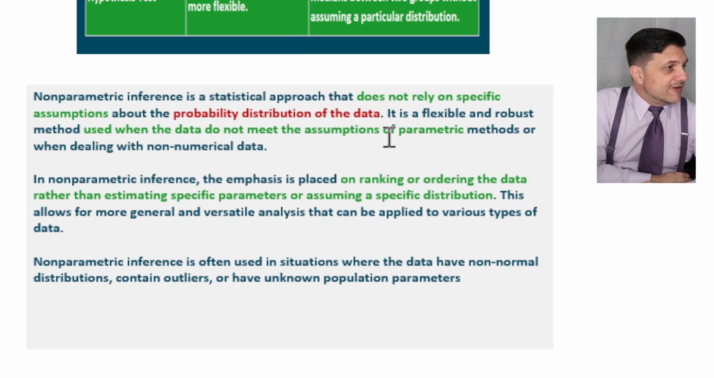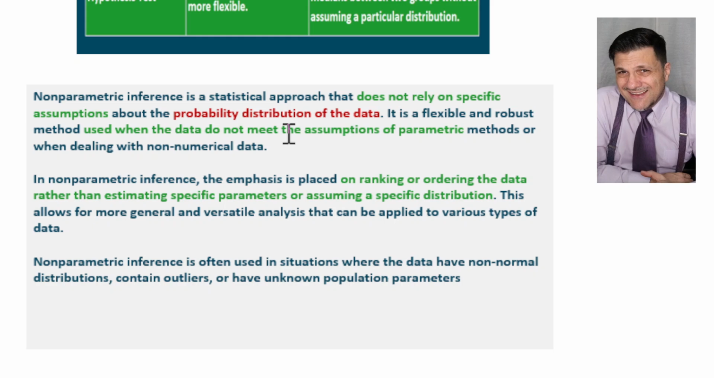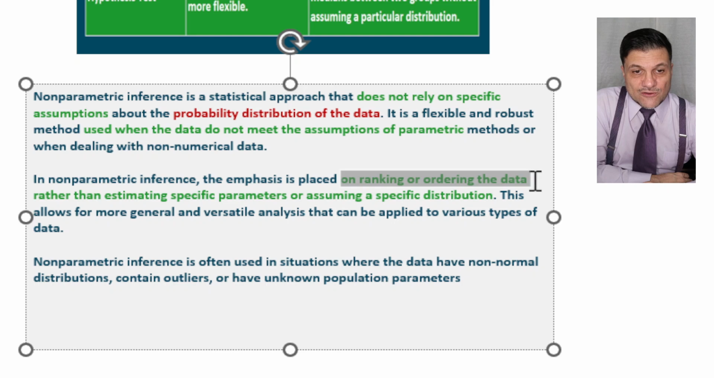It is a flexible and robust method used when the data do not meet the assumptions for parametric tests. I think that's very obvious. If my data doesn't have an average, doesn't have a mean, doesn't have a standard deviation, and I have no clue, I cannot use the t distribution or the normal distribution, so forget about it. Go for the non-parametric test. In a non-parametric test or inference, the emphasis is placed on ranking. Look at the keyword here: ranking in order.